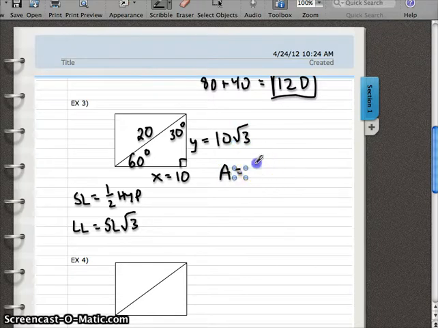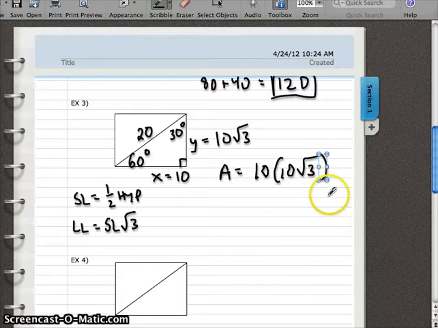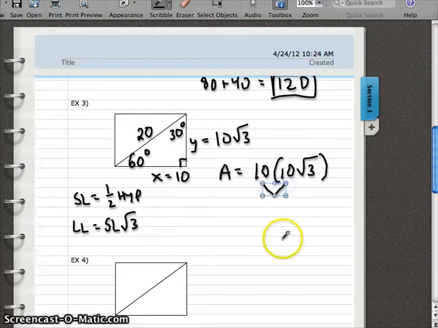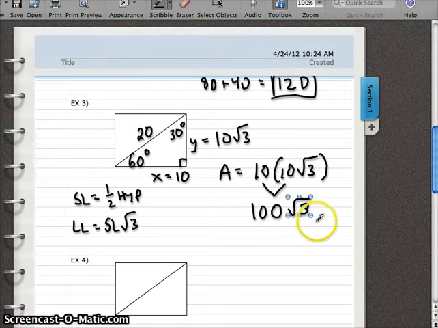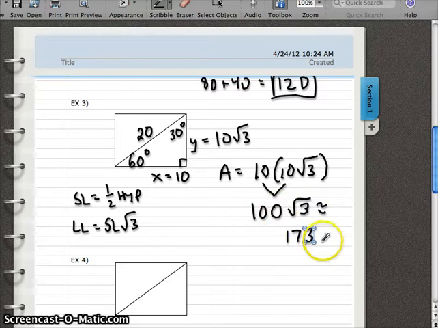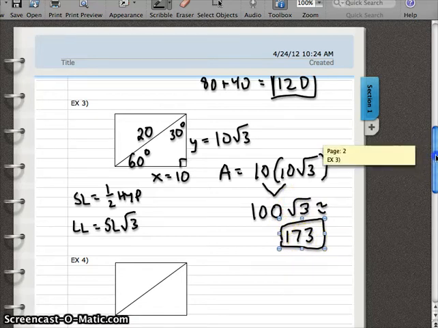Our area would be those two things multiplied together, 10 times the quantity of 10 times the square root of 3. When doing math with radicals, we're only allowed to multiply numbers outside of radicals together. So only 10 times 10 on the outside there. Get 100, and we still have the square root of 3 attached. We could turn that into a decimal, and it's approximately 173. If you find the square root of 3, it's approximately 1.73. And if you multiply that by 100, you move your decimal point over 2 spots, and you get approximately 173. So either form, either in radical form or decimal form.